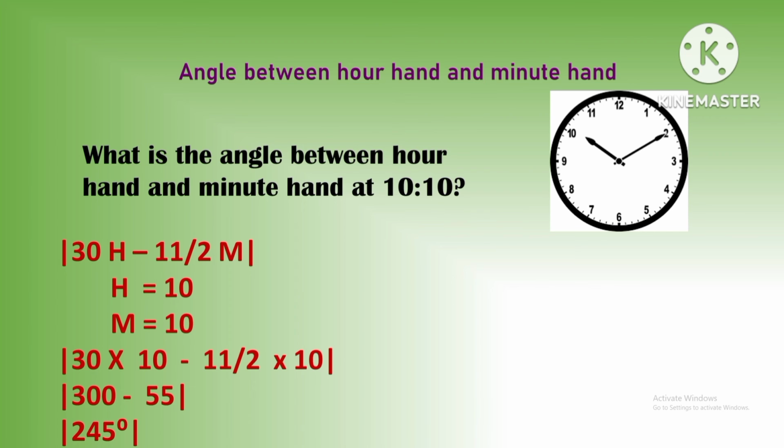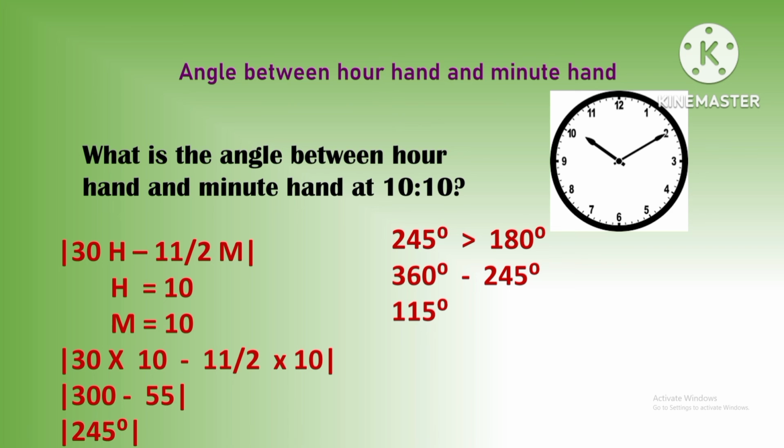Already I have informed you, if the angle formed in the clock is greater than 180 degrees, what we have to do? We have to subtract the respective angle from 360 degrees. On subtracting, what will we get? We will get 115 degrees. So the angle between the hour hand and minute hand at 10:10 is 115 degrees.